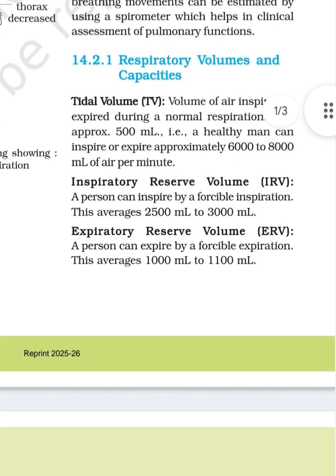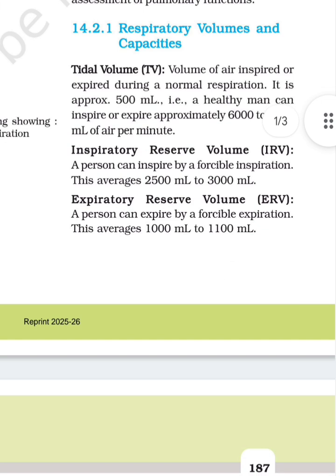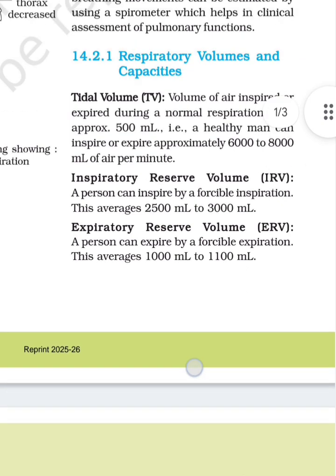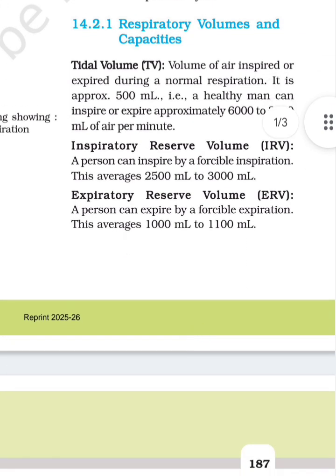And the second volume is Inspiratory Reserve Volume. This is the extra air we breathe in if we take a deep breath after a normal breath. This is about 2500 ml to 3000 ml.